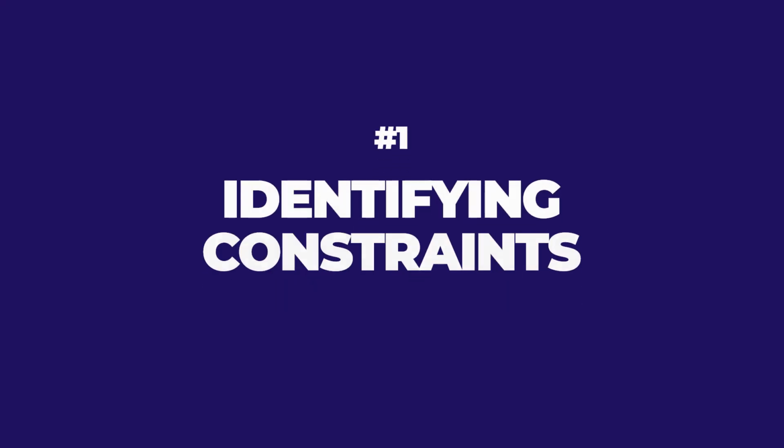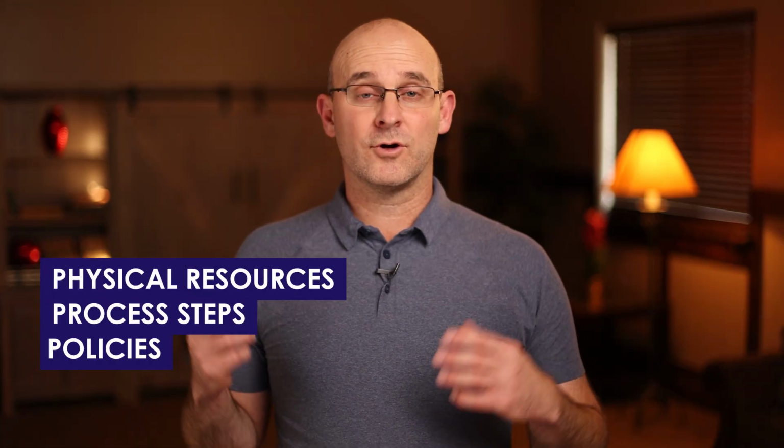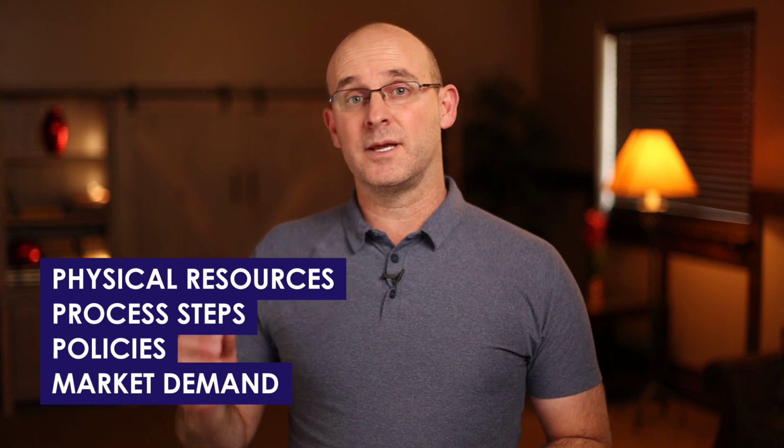The first step in the theory of constraints is to find your constraints. And that means you're going to look at the process or the system and its ability to achieve its goals. And if it's not, what is constraining it? What is the limiting factor? Constraints in general can exist in a number of different areas, including physical resources, process steps, policies, or market demand. But in construction, they primarily show up as a trade process or a physical location, a zone.